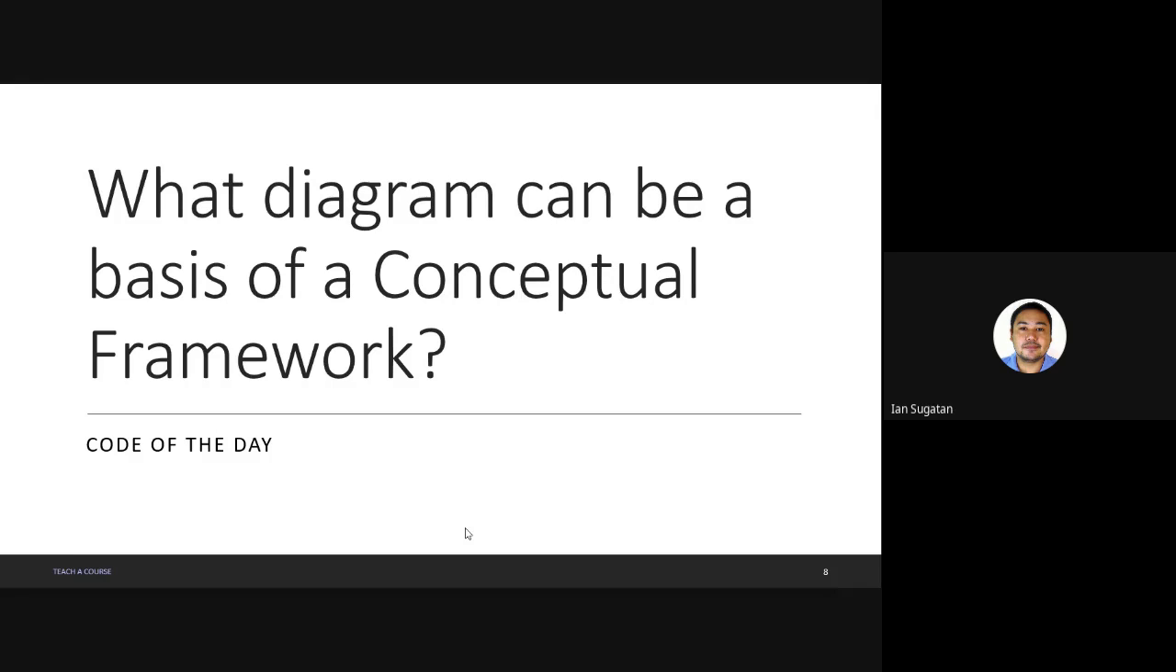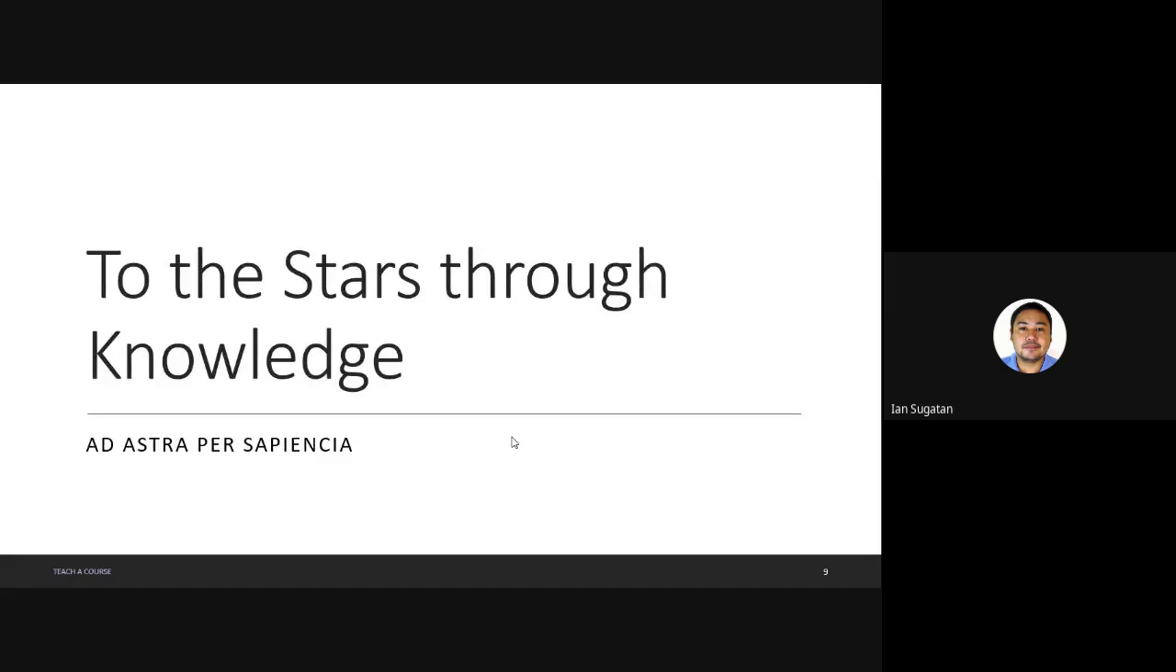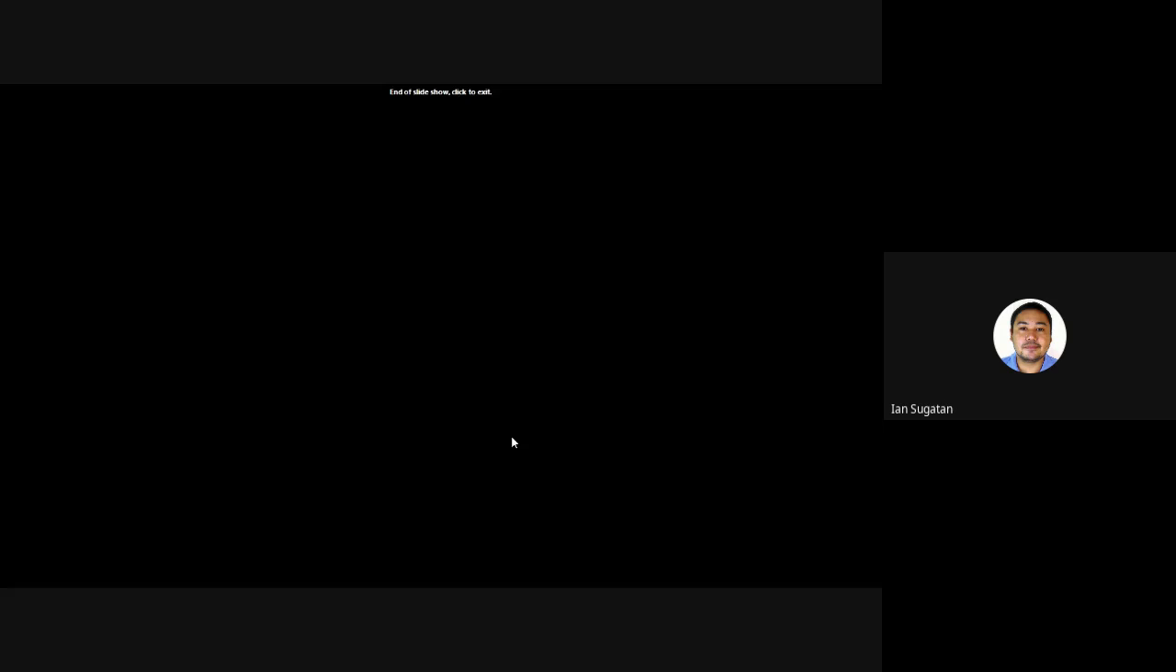Now, before we have the code of the day, basahon ko lang yung code of the day, what diagram can be a basis of the conceptual framework? So, that is our topic for this evening. So, you can actually start answering the code of the day later on at 7 p.m. until 10 p.m. Ad astra per sapientia, and it means to the stars through knowledge. So thank you guys for attending our class. I-project ko lang guys ang inyong activity para makita ninyo.